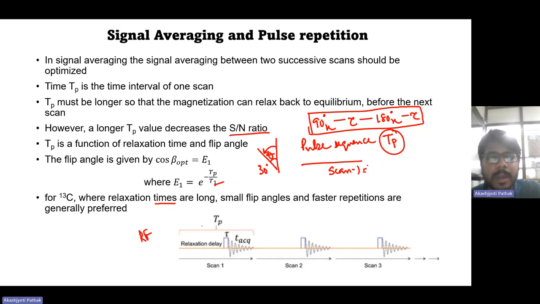So TP is the time required for one scan. Okay. So remember this concept. This is an important concept. This concept will help you to solve the few questions that are asked, and so this was all for today.